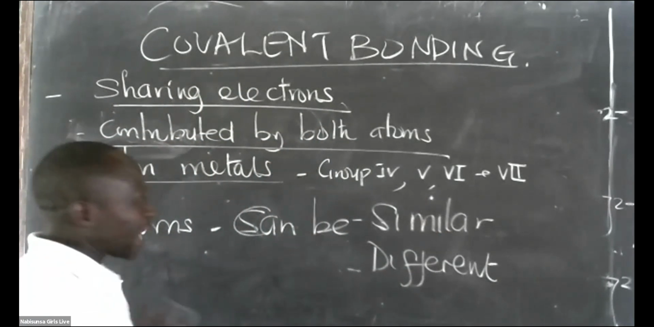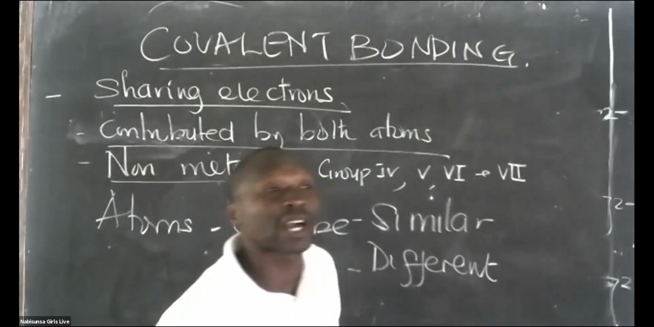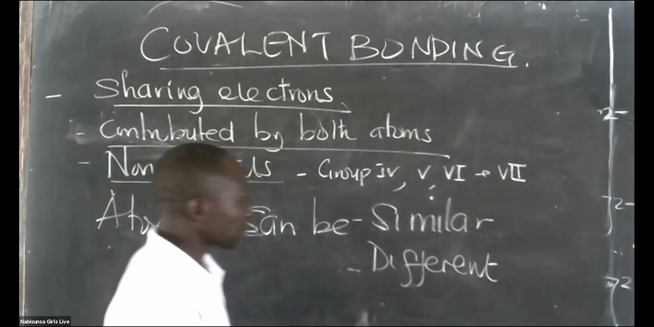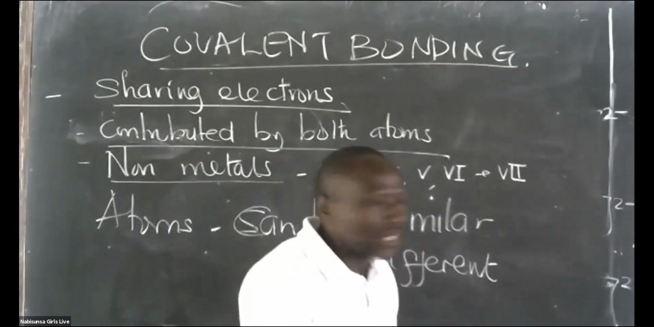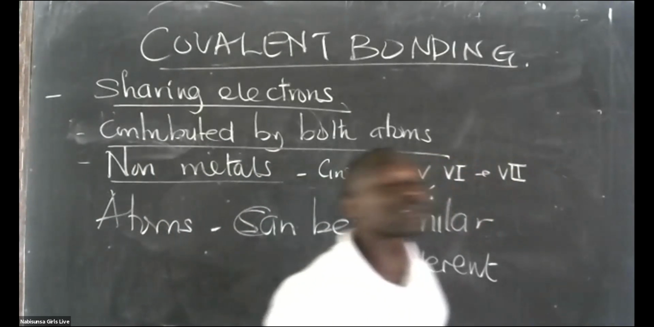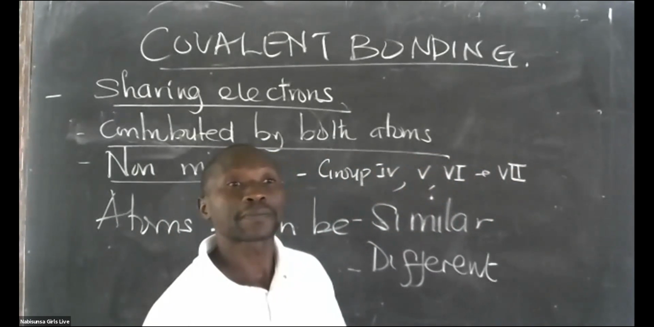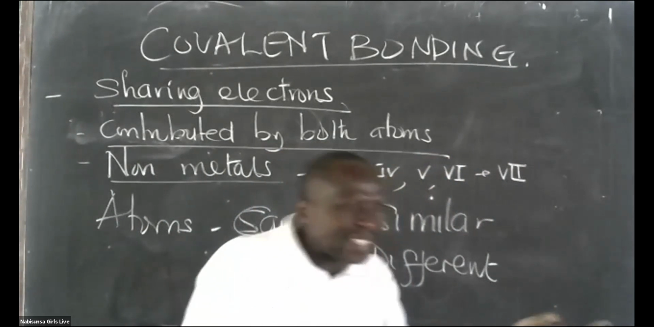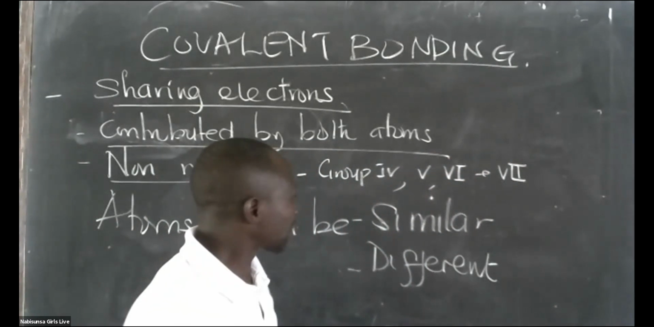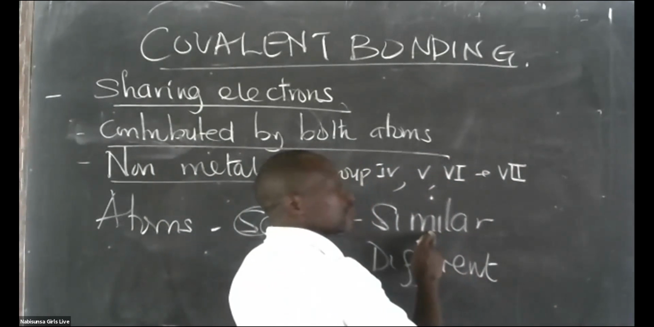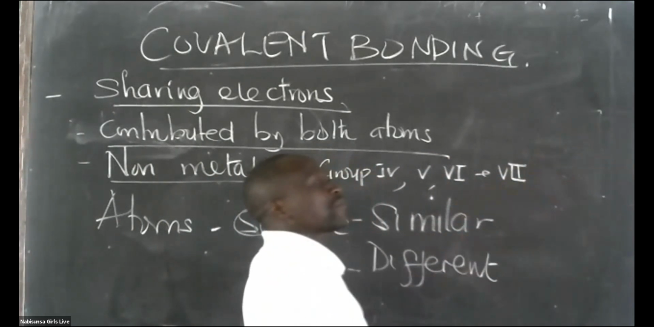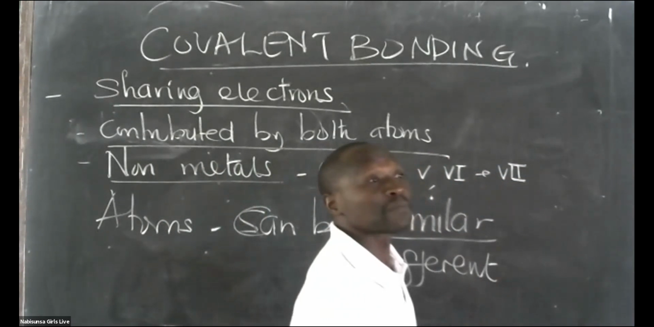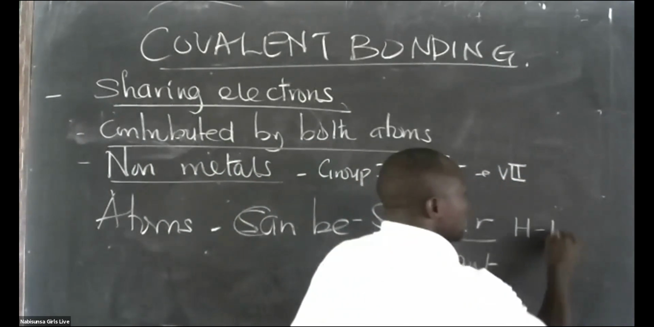So that's what it means. The atoms can be similar. The atoms can be different. Take note of that. In the studio right now before me, I have three ladies. Two ladies are similar, and therefore it could be between one of the ladies who are similar and a different one. Give me an example of similar atoms. Similar atoms could be hydrogen and hydrogen.